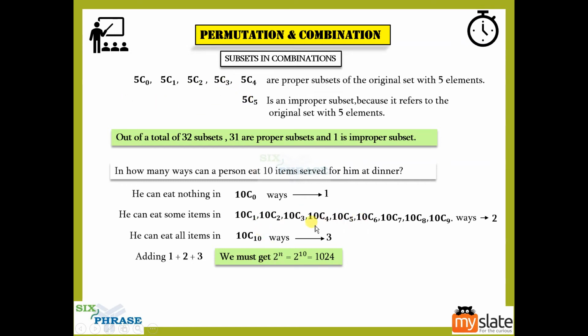Now, for 10 it is manageable. What if it is 100? As n increases, it becomes difficult. This is why we have this formula. You don't need to find all this, just find 2 power 10. What is 2 power 10? 1024. So you find the sum of all this, you'll get 1024.